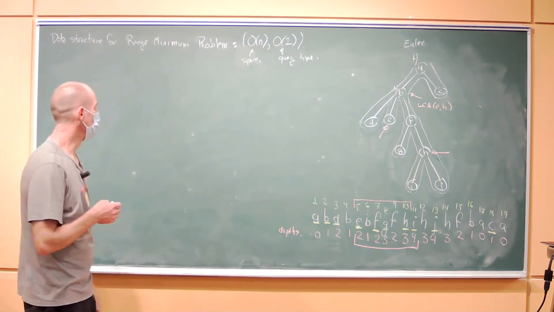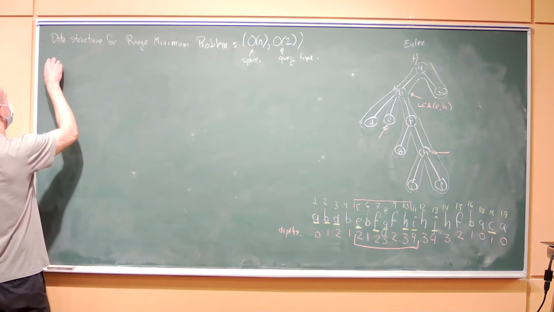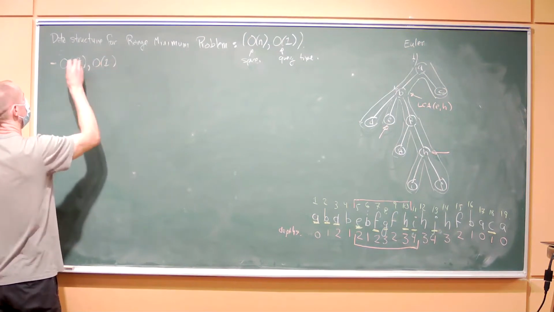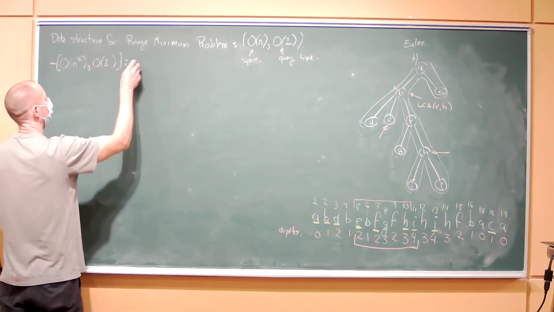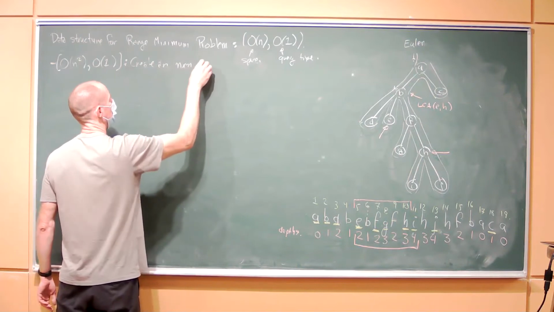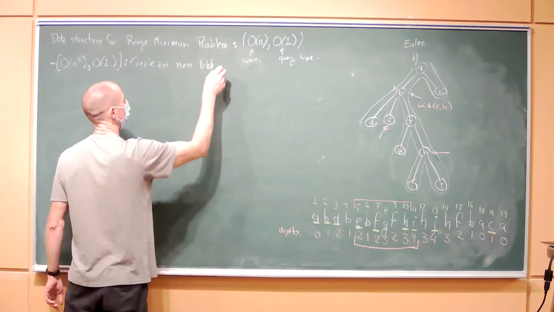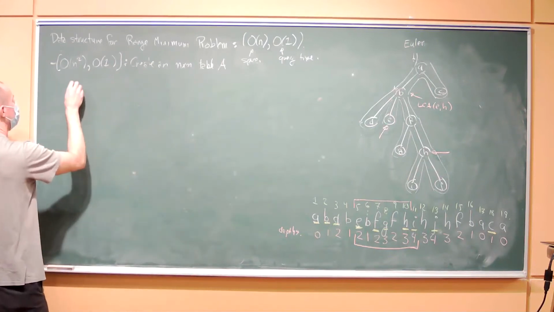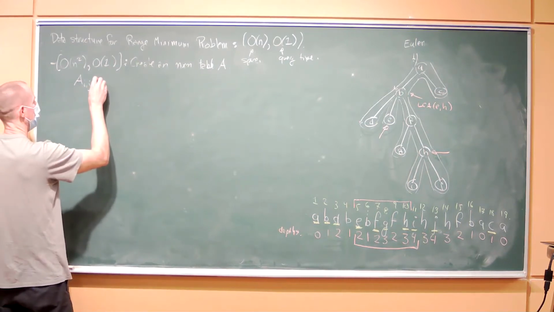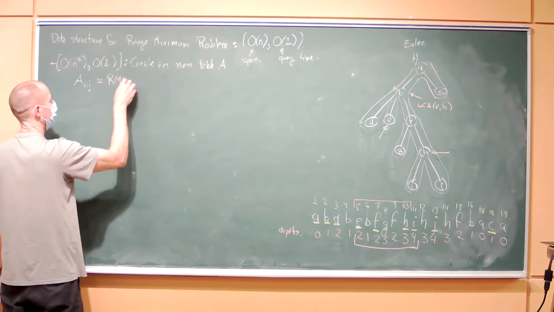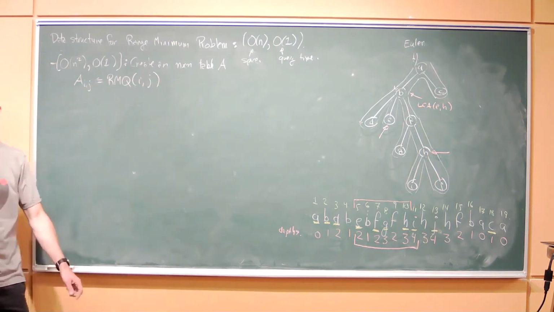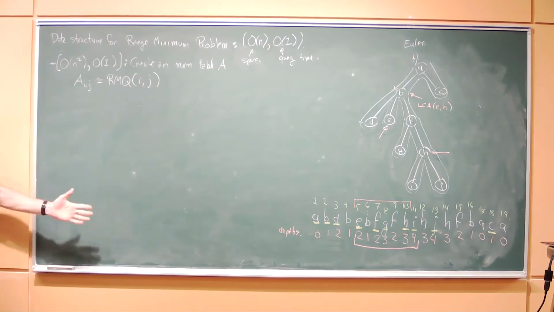So here's an easy O(n squared) space, O(1) query solution. You create an n times n table A, and A[i][j] is just the answer to the range minimum query for i and j. Remember, that means it's the index between i and j of the smallest value.